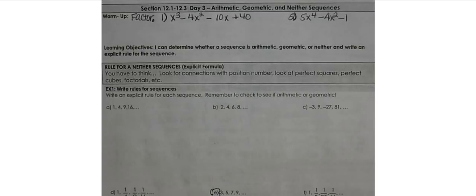Everyone, for today's lesson we are going to learn how to write explicit rules for not only arithmetic and geometric sequences, but also neither sequences. Before we get started, I would like you to please go ahead and factor these two expressions. The first expression is x cubed minus 4x squared minus 10x plus 40, and the second one is 5x to the fourth power minus 4x squared minus 1.